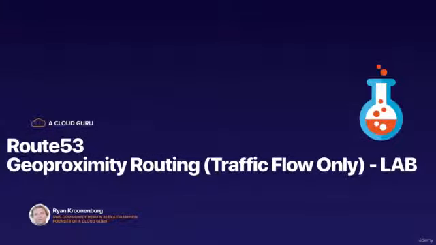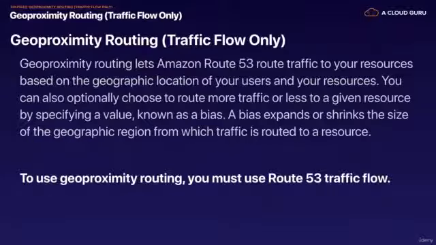This lecture is on geo proximity routing, and this is available in traffic flow only mode, and we'll see what that means in a few seconds. Geo proximity routing lets Amazon's Route 53 route traffic to your resources based on the geographical location of your users as well as your resources. You can also optionally choose to route more traffic or less to a given resource by specifying a value known as a bias, and a bias expands or shrinks the size of a geographic region for which traffic is routed to a resource. To use geo proximity routing, you must use Route 53 traffic flow.